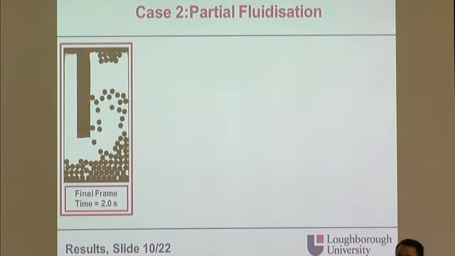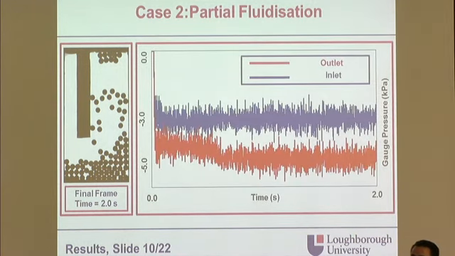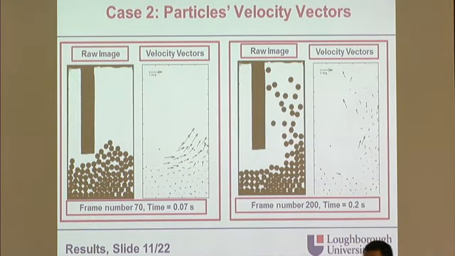The second case, we have here a lower pressure difference. So after 2 seconds we got what we call partial fluidization. So a part of the bed is removed. Some particles are stacked at the top of the domain, and some particles are just moving around in this freeboard region. And as we see here, the pressure difference is much lower than the previous one. So we have the inlet at 3 kilopascal vacuum and the outlet at steady state is around 5 kilopascal vacuum. And this shows the particle velocities as well.